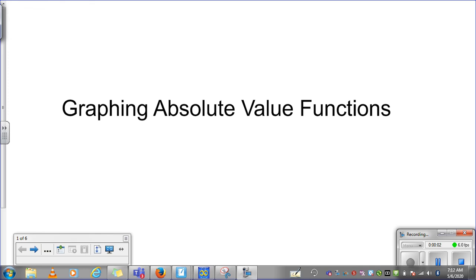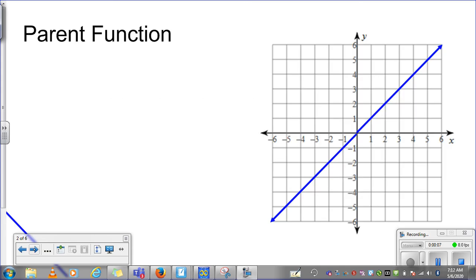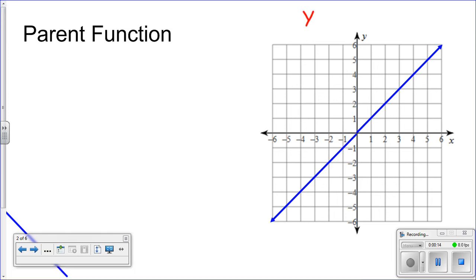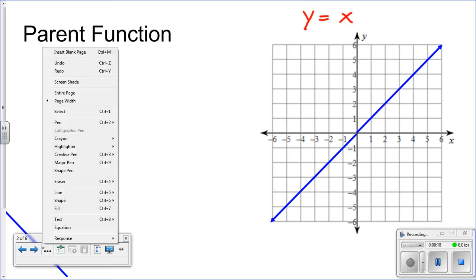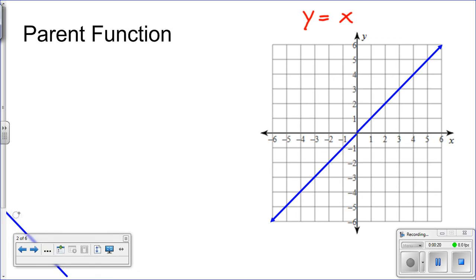Hello! In this video we're going to be graphing absolute value functions. So let's first of all take a look at our parent function and let me share with you where it comes from. So what you see on my screen right now is a graph of y equals x. Now with y equals x, you'll notice that the slope is 1 over 1 and that your y-intercept is actually 0. So you would graph this by putting a dot at 0 and go up 1 over 1, up 1 over 1, up 1 over 1, and so on.